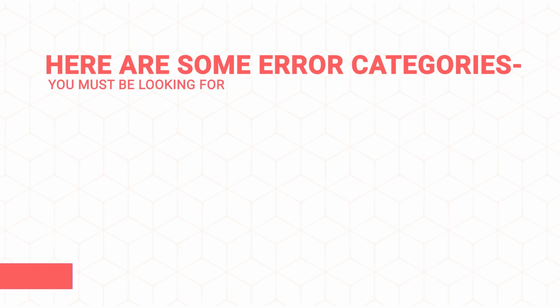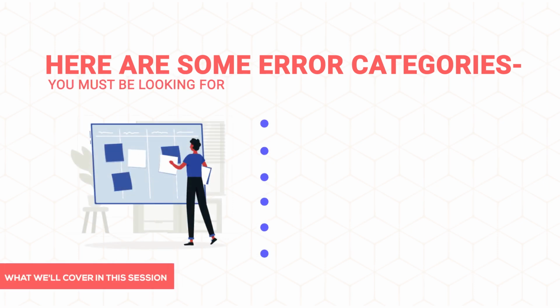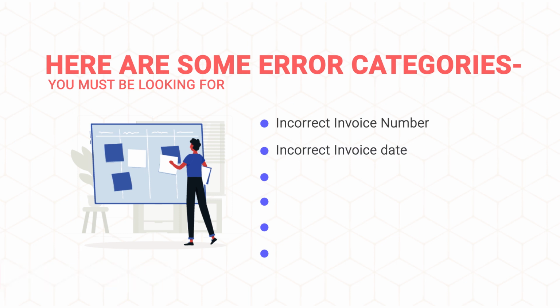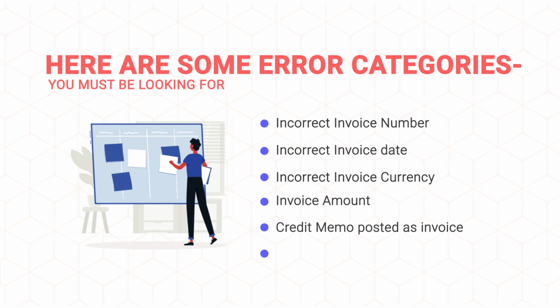Here are some error categories you must be looking for. Incorrect invoice number. Incorrect invoice date. Incorrect invoice currency. Invoice amount. Credit memo posted as invoice. Invoice posted against incorrect PO.